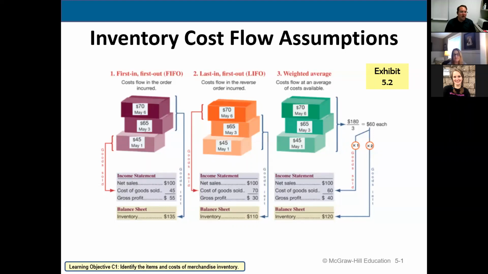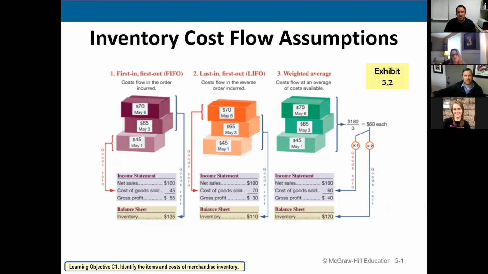All right, so let's talk about cost flow assumption. Here's the idea. For many products, it's pretty much impossible to know which product you're selling. In other words, if you have a store that sells canned goods and you sell a can of peas, and the peas you have sitting on the shelf were bought in 3 different shipments, and each shipment cost you a tiny bit different, how do you know if you're selling the can of peas that cost you 88 cents or the can of peas that cost 91 cents? It's just nearly impossible to know. And take that on the scale of a business like Walmart or other massive retailers. It's just nearly impossible for them to know.